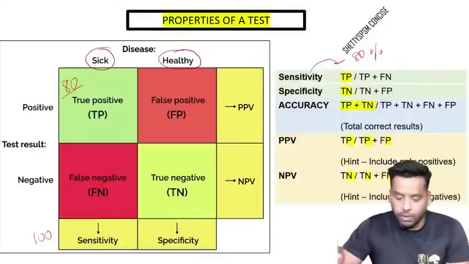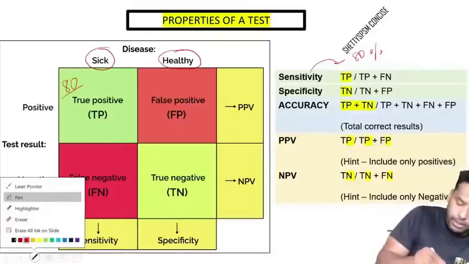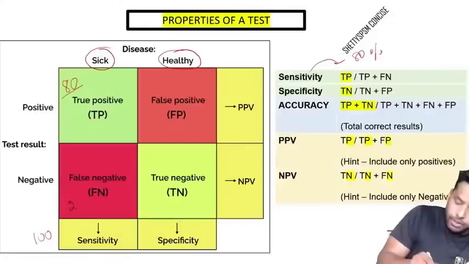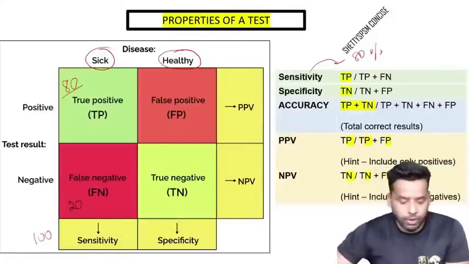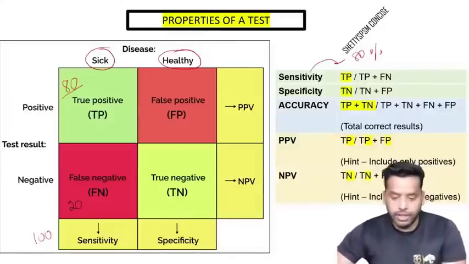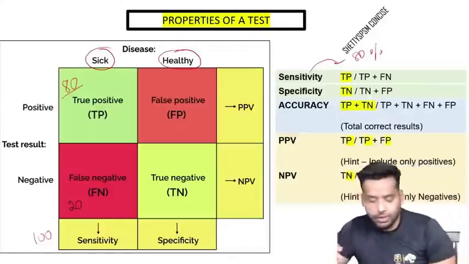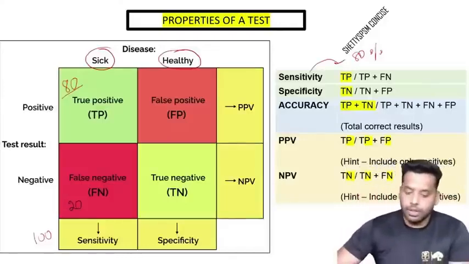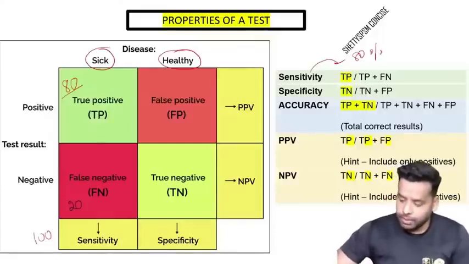So the remaining 20, even though they are having disease, they are not detected. So they will become false negatives for this test. If sensitivity is 80%, how many false negatives will happen? Answer my next question.